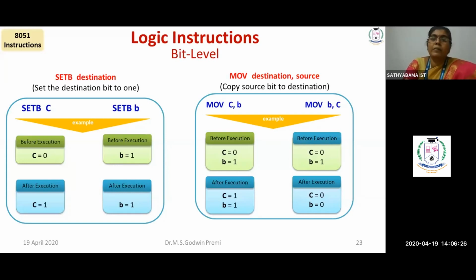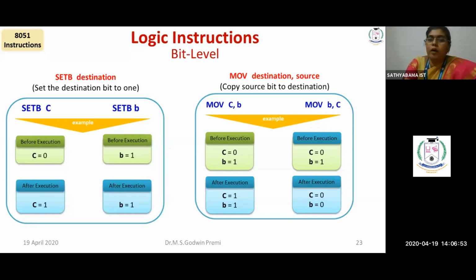Clear represents 0, set represents 1. So carry flag, if we want to set to 1, then we have to use set B, C. If we want to change the addressable bit to 1, then we have to use set B, small b. Coming to move destination comma source. Here it is not a byte-wise operation, it is the bit operation. Move C comma B, small b. It is the copying instruction only.